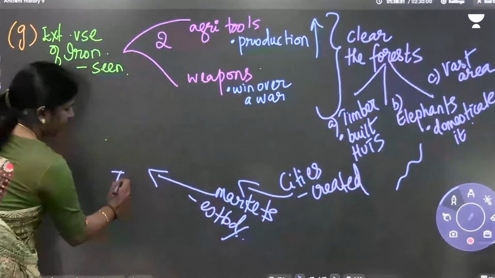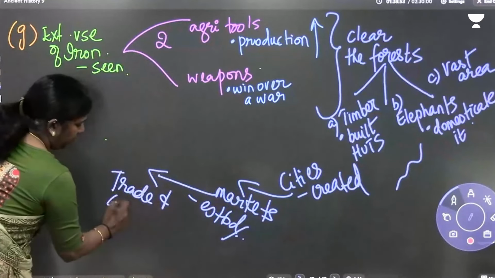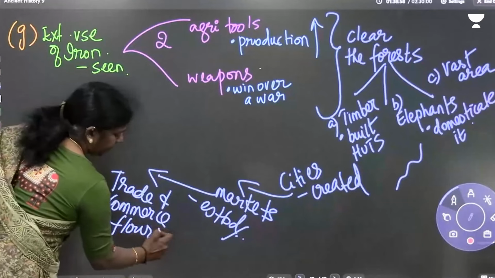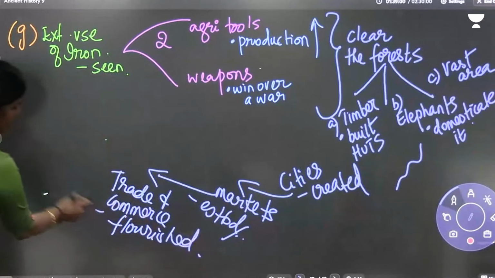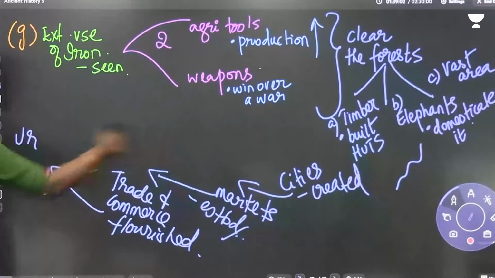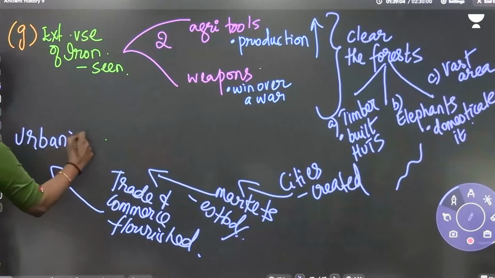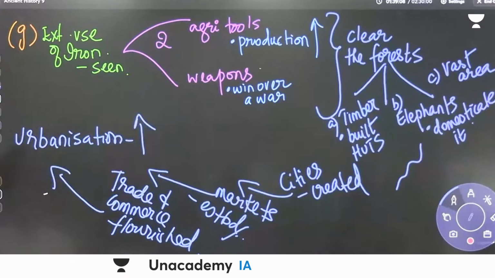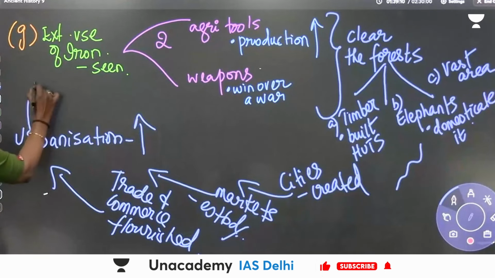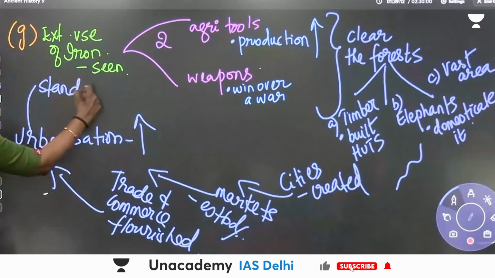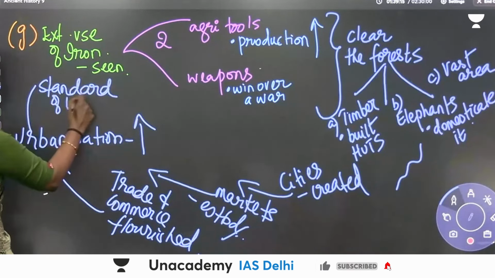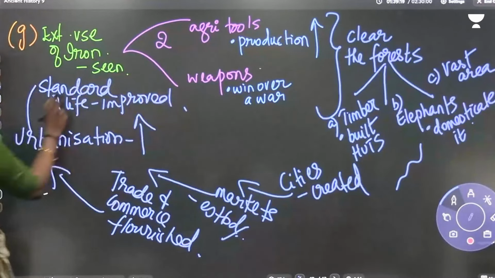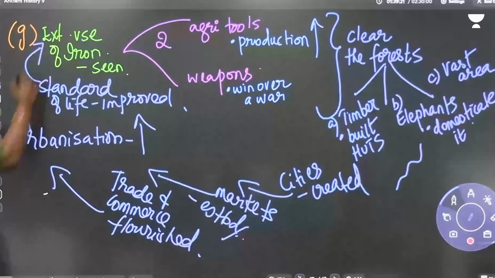Automatically, when markets come, what will happen? Trade and commerce flourished. So when trade and commerce flourished, what do we call this pattern? We call this urbanization. Urbanization developed. Getting it? The moment urbanization starts coming, standard of living improved. So everyone started tasting that city life.